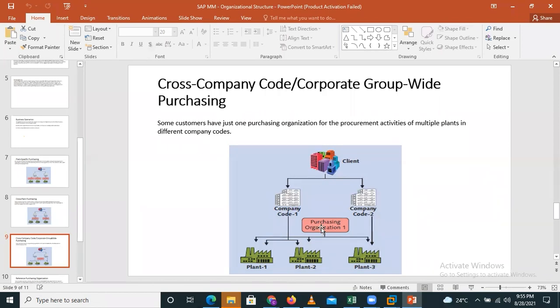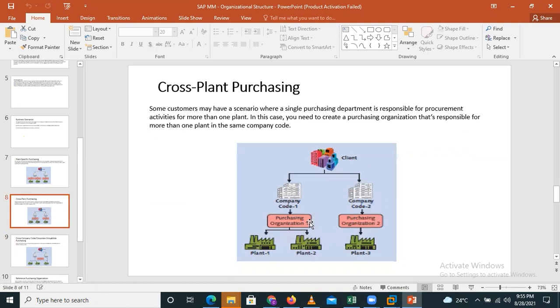So it is not linked to any particular company code. It can work for company code 1 as well as company code 2. And here this purchasing organization works only for all the plants belonging to company code 1. This purchasing organization will work only for all the plants belonging to company code 2. So it is specifically for that particular company.